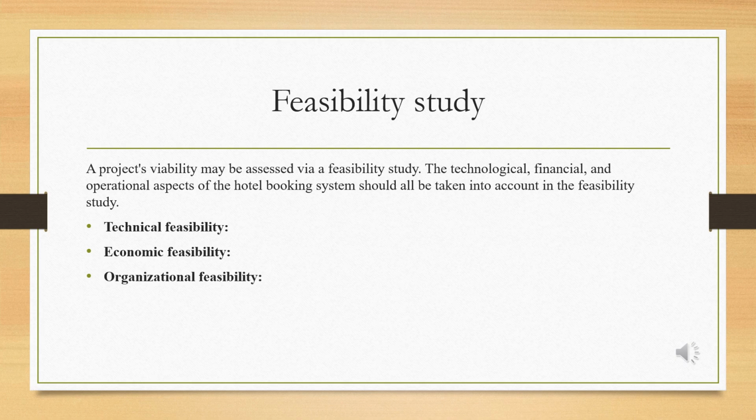To evaluate the viability of our hotel booking system project, we conducted a feasibility study. The study focused on three key aspects, which are technical, economic, and organizational feasibility. The technical feasibility looked at whether the system could be developed and implemented using existing technology. Economic feasibility evaluated the financial viability of the project, including the cost and potential profits. Finally, organizational feasibility considered whether the project fits within the organization's overall goals and capabilities. These three factors were carefully analyzed to determine the potential success of the hotel booking system project.